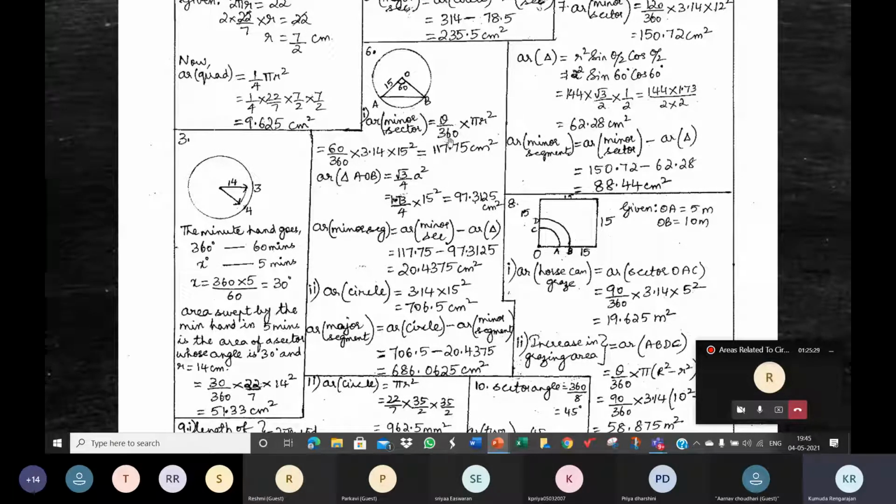So theta by 360, or 60 by 360 into pi r square, will give you the area of the minor sector. Then find the area of the triangle, subtract to get the area of the minor segment. This is the minor segment. Now find the area of the full circle. Subtract the area of the minor segment, and you will get the area of the major segment, which is above AB. The major segment.